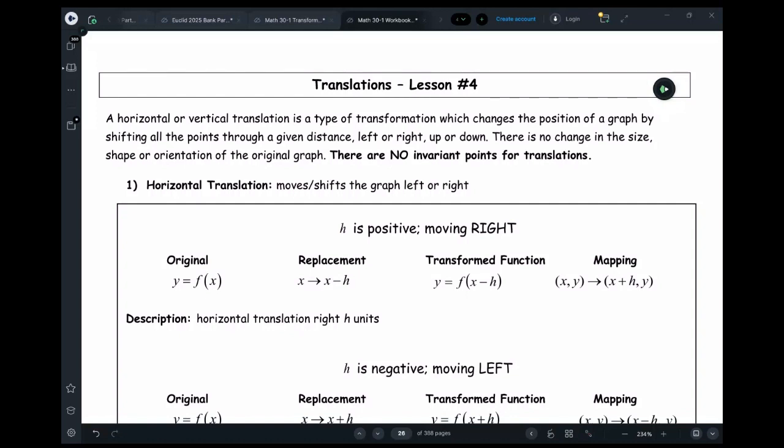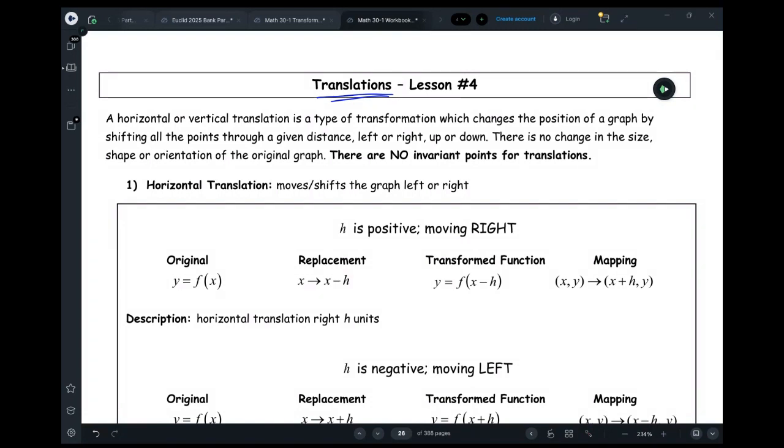Okay, hi everybody. So in this video, we're going to continue our talk about transformations, but this time we're going to talk about translations. And when we talk about translations, what we're talking about is really just moving a graph. We're going to change its position. So we're not stretching it, we're not changing its shape in a sense, we're not changing its orientation, flipping it, reflecting it, and whatnot.